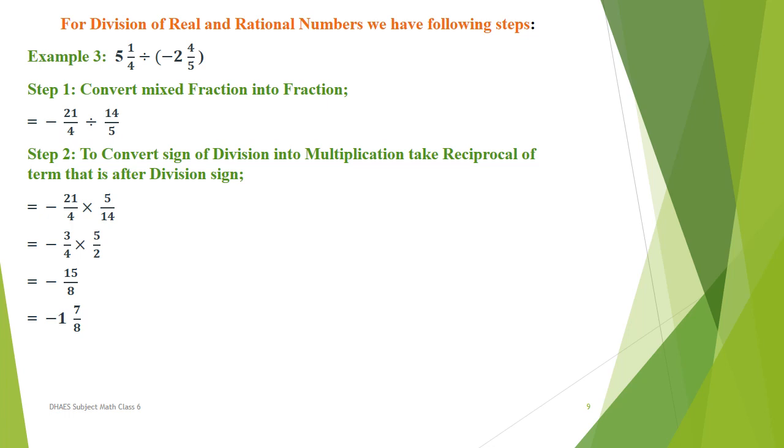Convert mixed fraction into fraction. 5 multiplied by 4, 20. 20 plus 1, 21. Divided by 4. Then divide. 5 multiplied by 2, 10. 10 plus 4, 14. Divided by 5.